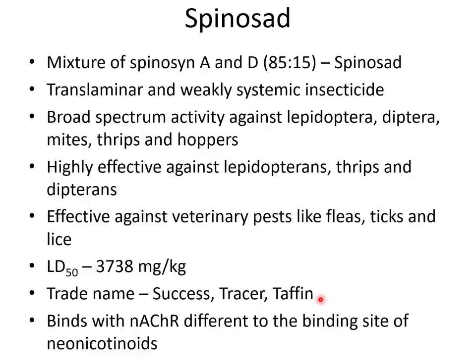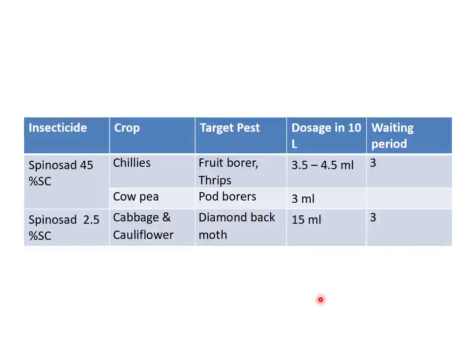Coming to the use part, two formulations, 45% SC and 2.5% SC, are available. But nowadays I have seen only 45% SC; I am not seeing any 2.5% SC formulation available in the market. See the recommendations in chili: it is recommended against fruit borer and thrips. That's why I told you the recommendations are mainly for lepidopterans and thrips. The dosage is 3.5 to 4.5 ml per liter. Normally it is recommended at the rate of 3.5 ml per 10 liters.